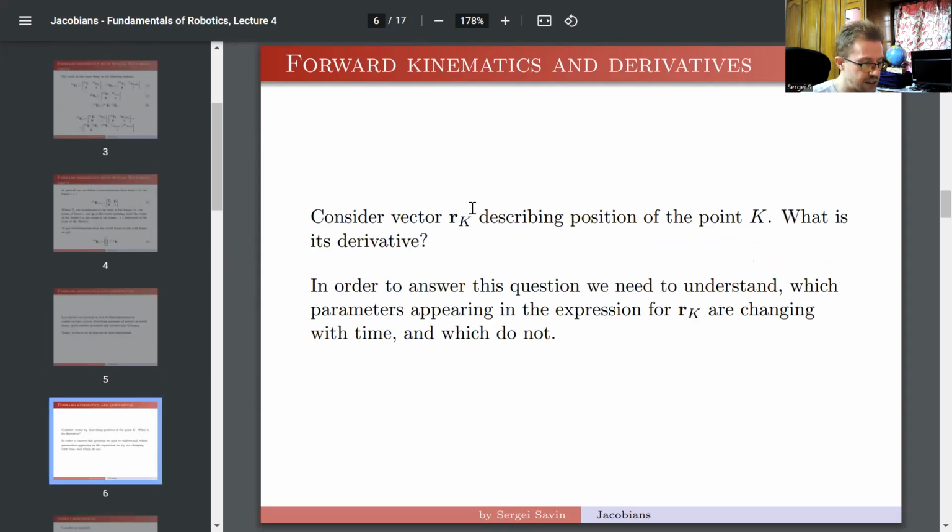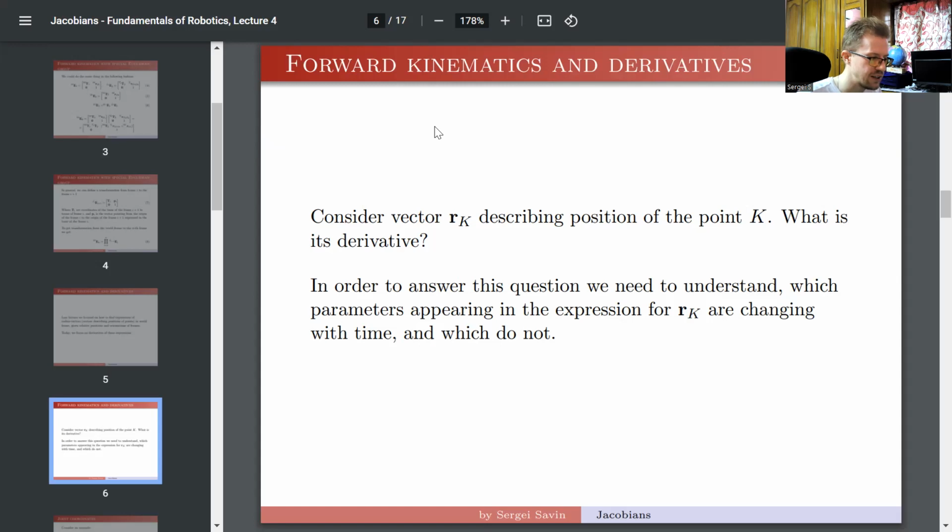So consider vector r_k, which describes position of the point k. What is the derivative of this vector? So in order to answer this question, we need to understand which parameters appear in expression for r_k that are changing with time. Because if r_k is constant, the derivative is 0.